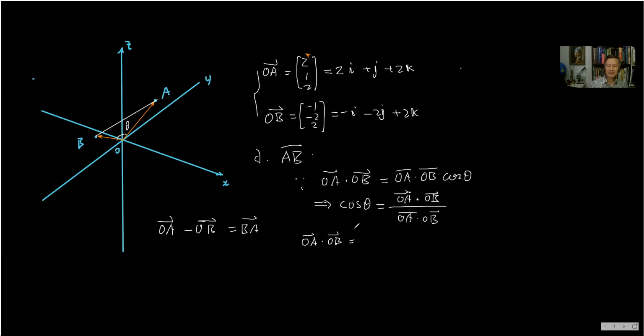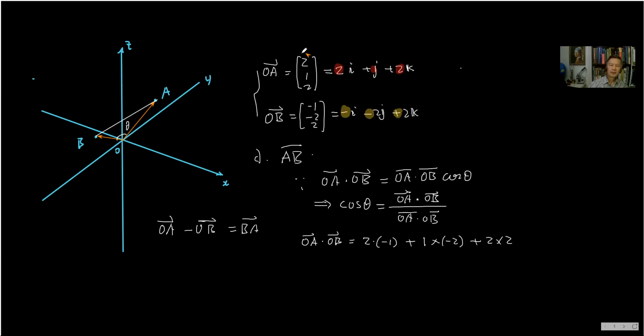In this case, you just multiply components. So you just use the 2 multiply -1 plus, can you see? Yeah. 1 multiply -2 and plus 2 multiply 2. So you just multiply components. That is the formula, can you see? This is the first components, right? Yeah. And this is the second components.